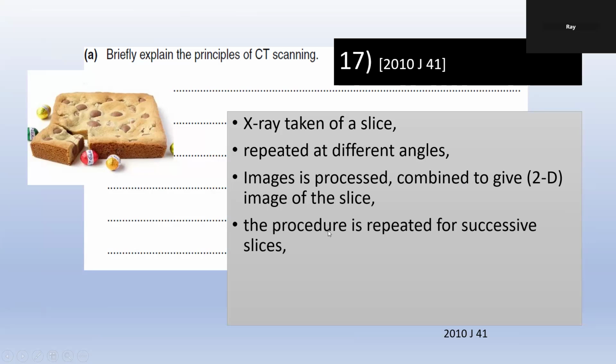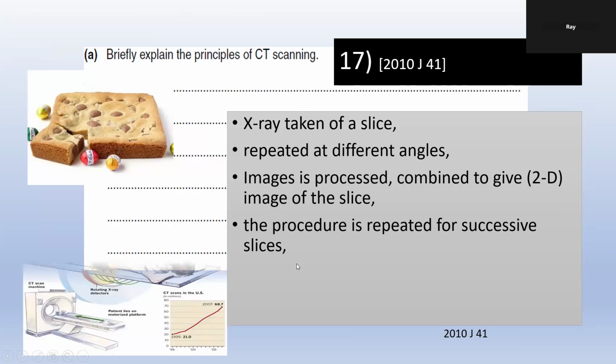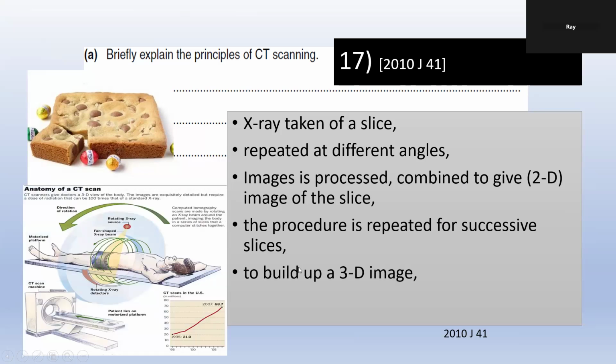The procedure is repeated for successive slices to build a 3D image. The image can be viewed from different angles. That's the advantage. You can see where the tumor is from different angles, much clearer, whereas X-ray is only one slice only. Memorize this one. That's all.